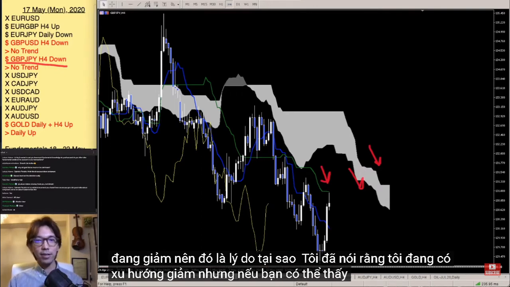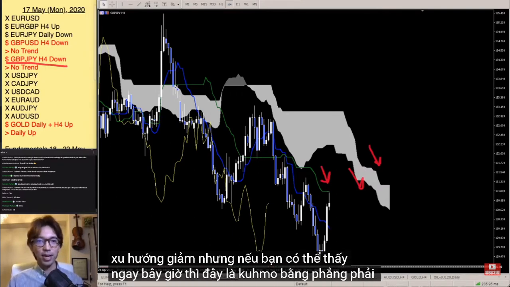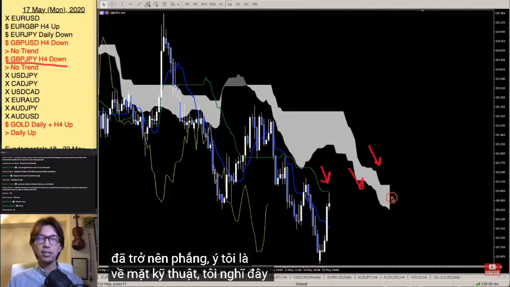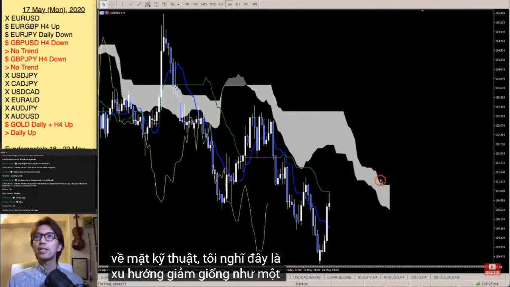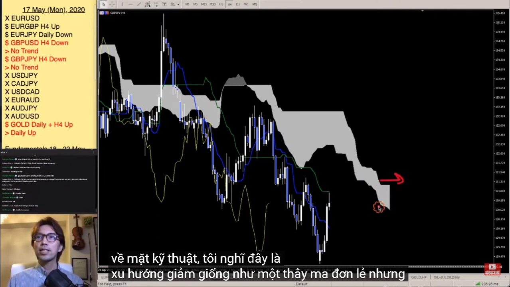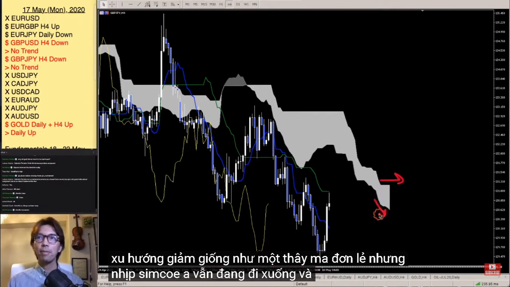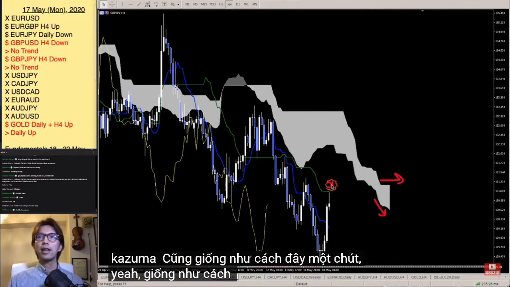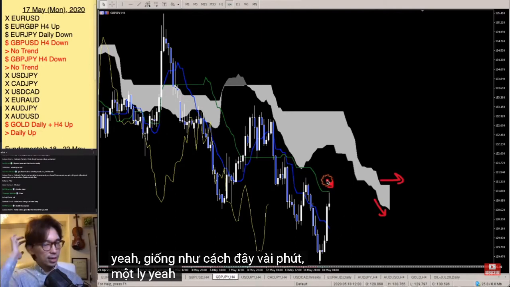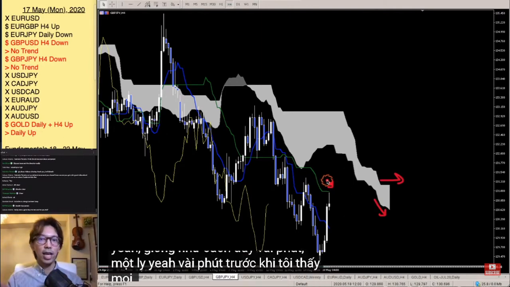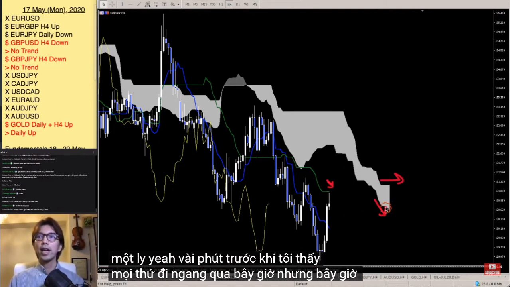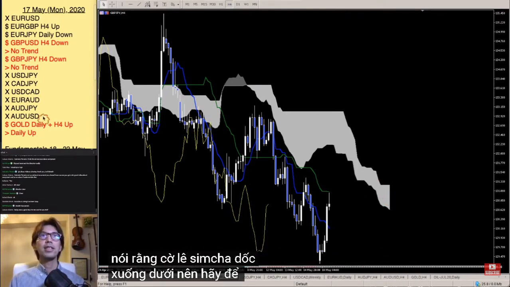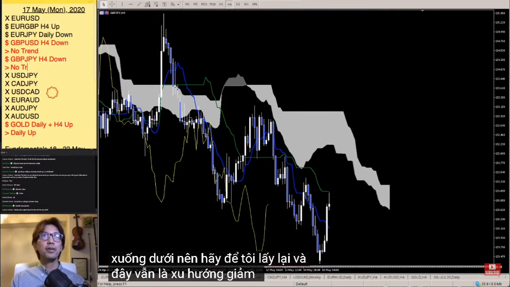But if you can see right now, this is flat Kumo, right? The Kumo became flat. I mean, technically, I think this is still downtrend. Senko span B is flat, but Senko span A is still going down, and Kijun Sen looks to be a little bit downwards. A couple of minutes ago when I saw it, everything was flat, but now I can say that Senko span A is sloping downwards. So let me take it back, and this is still downtrend technically.